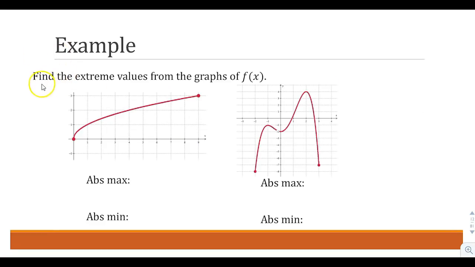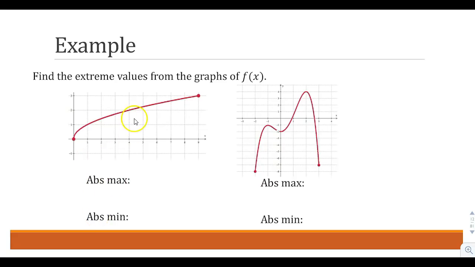Let's take a look at an example. Find the extreme values from the graphs of f of x shown. Both of these graphs are continuous and defined on closed intervals, so they have these closed endpoints. So they're going to have both an absolute max and an absolute min.